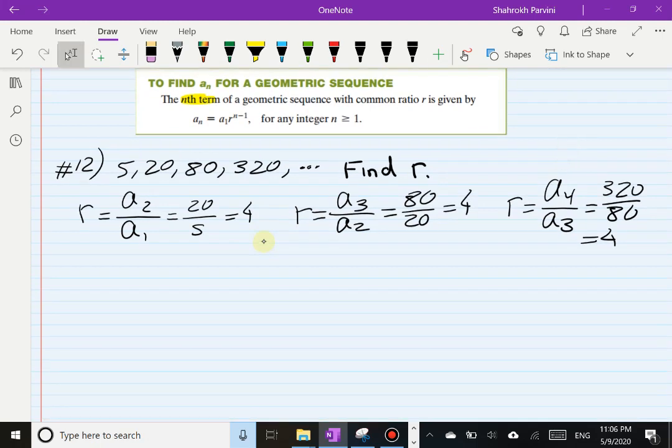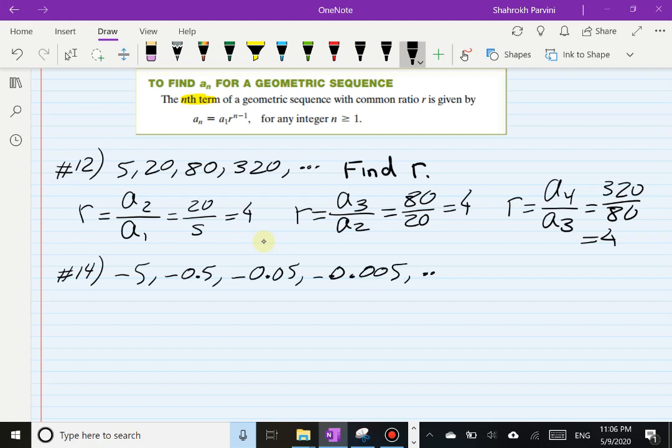Let's take a look at number 14. In exercise number 14, the sequence is -5. Next one is -0.5. The one after that is -0.05, and they give us one more, -0.005, and so on. Okay, so again, think about how we can go from -5 to -0.5 to -0.05 to -0.005. How do you think we're going to get there?